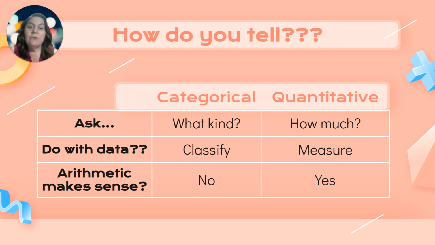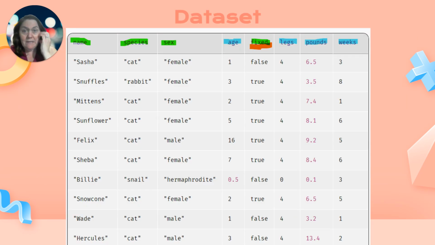Okay. And what are you doing with the data? If it's categorical, you're classifying. If it's quantitative, you're measuring. Okay. How tall? How many pounds? How much does it weigh? Okay. And then with categorical variables, arithmetic would not make sense. Quantitative variables, arithmetic does make sense. Finding the average weight of pounds in the shelter makes sense. Finding the average species at the shelter does not make sense.